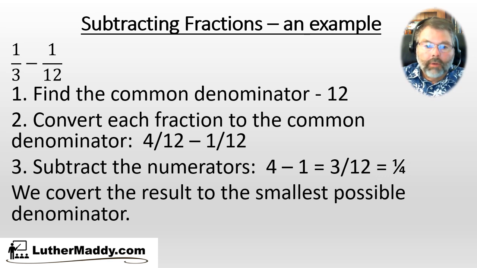Again, they don't have a common denominator, so we need to find multiples of 3 that are also multiples of 12. So we start with 3, 6, 9, 12. Whoops, there we got it. Of course, I made these very easy for the video here. So our common denominator is going to be 12. So we're going to have to multiply 1/3 by 4 for both the numerator and the denominator. And so we would end up then with 4/12 minus 1/12.